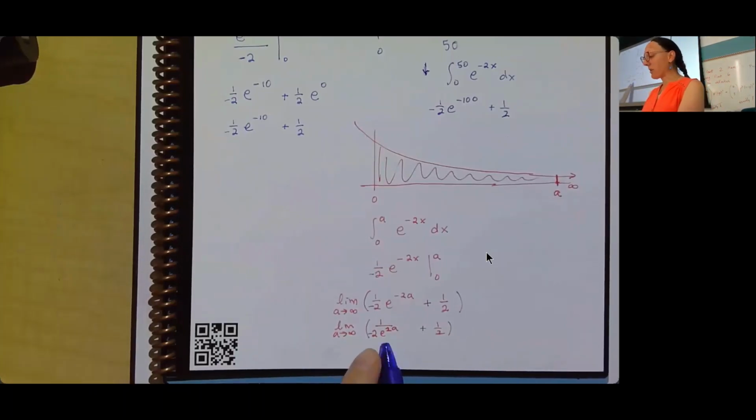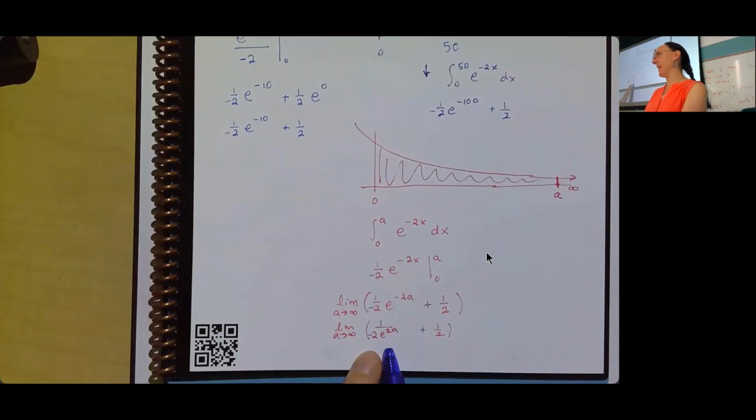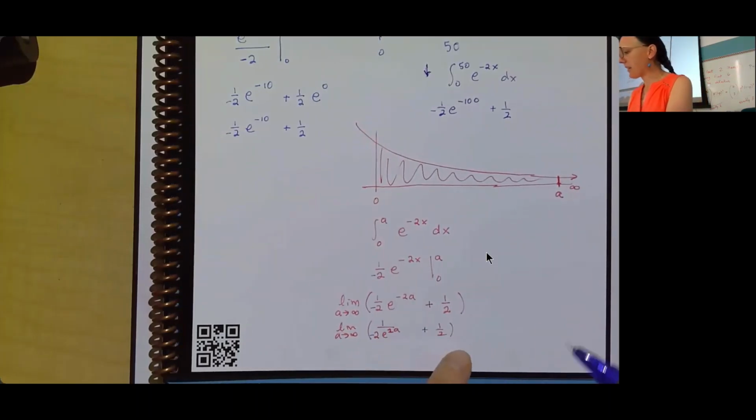One more time, what did you all say this is equal to? So I've got infinity in the denominator. So 1 over infinity is going to, yeah. So this actually turns out to be 0 plus 1/2.